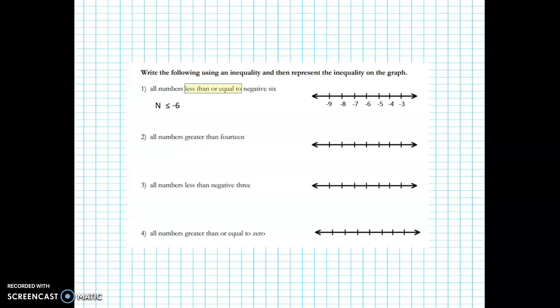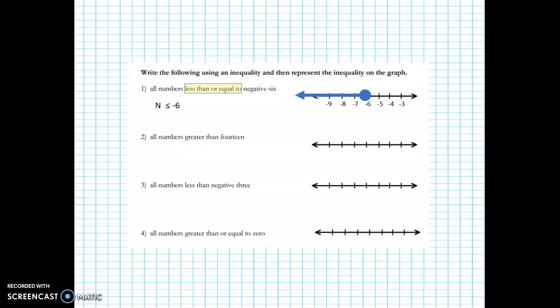Place your numbers on the number line. Then decide if you're using an open or closed circle. In this case, we have an equal sign included with less than, so we're going to put a closed circle on -6. Then, since it's less than, our arrow should be going to the left.